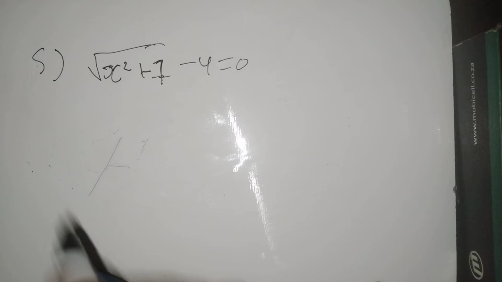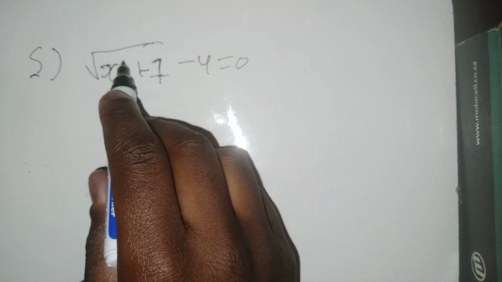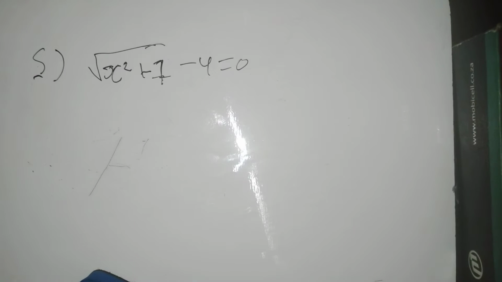Alright, now we have number 5, which is the square root of x squared plus 7, minus 4 equals 0. Don't forget to pause the video and attempt it. And now here's the solution.